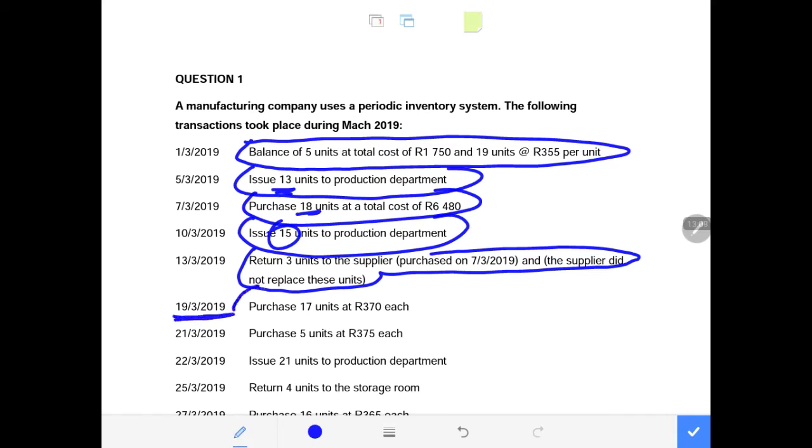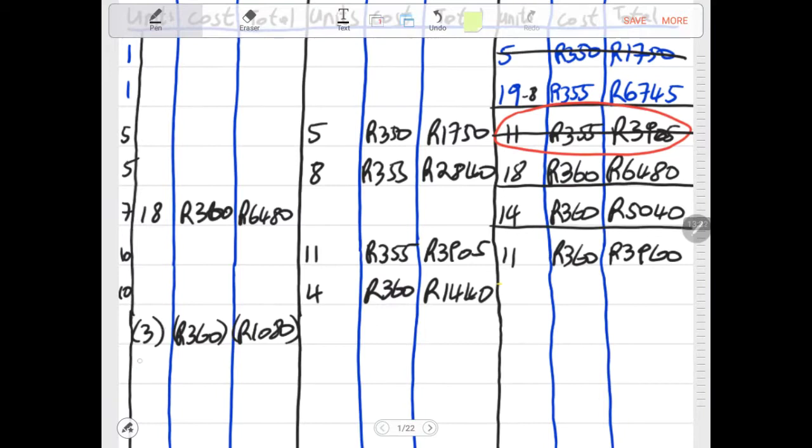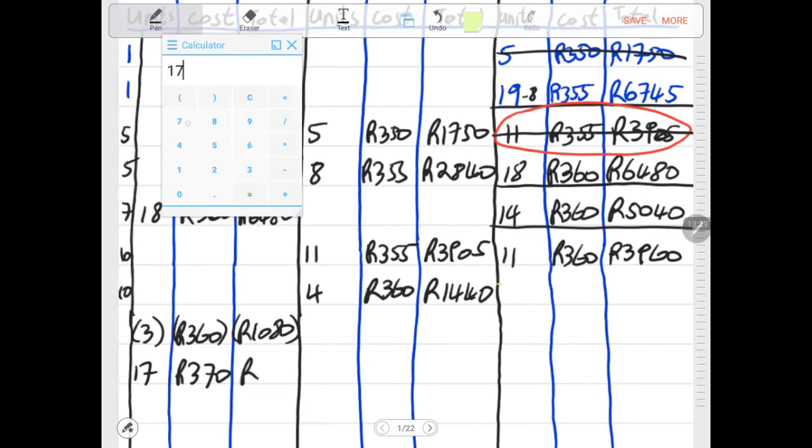On this date, we purchased how many units? 17 units at 370 each. Take note, 370 each, meaning per unit. So now we purchased 17 units after the return, 17 units at 370. So now we say 17 by 370, this will give us 6,290. So now we need to go and add inventory in our inventory storage, 17 units at 370.